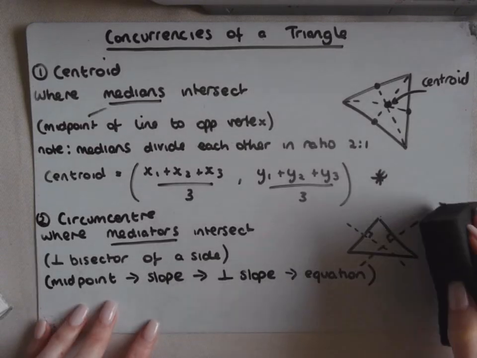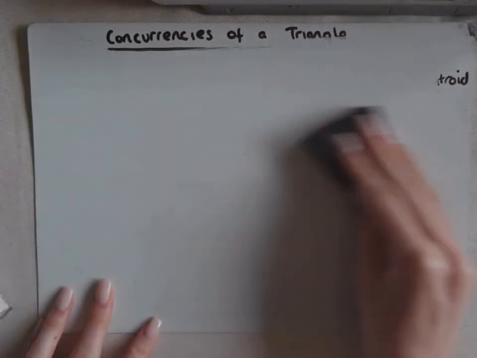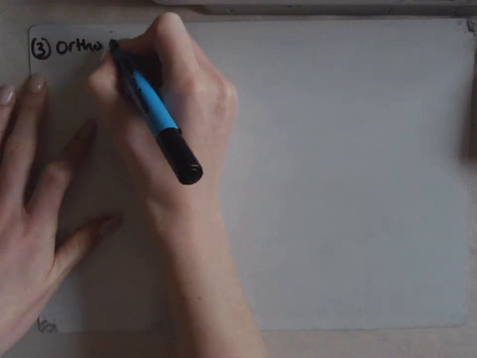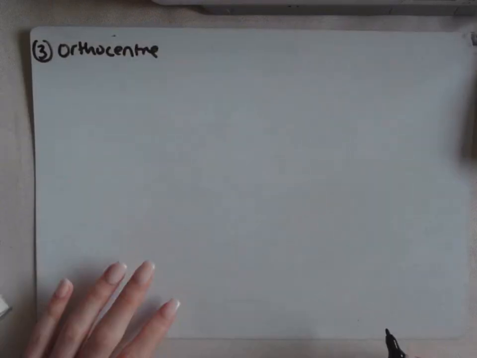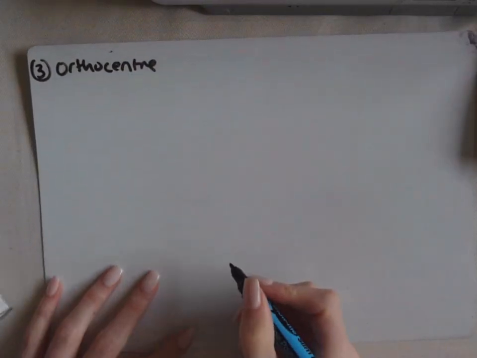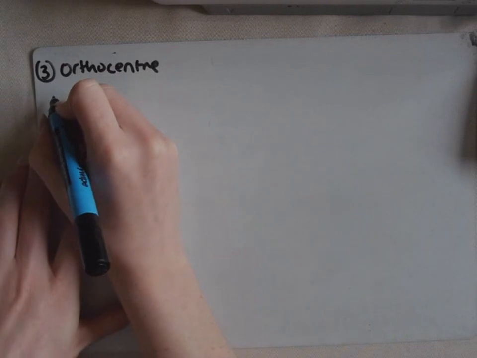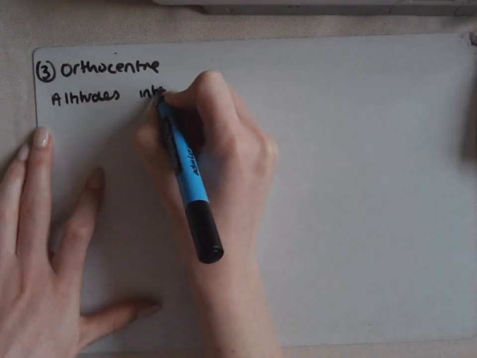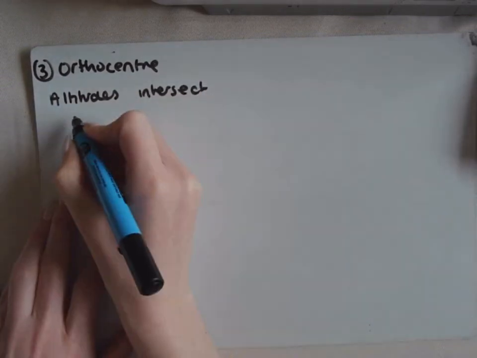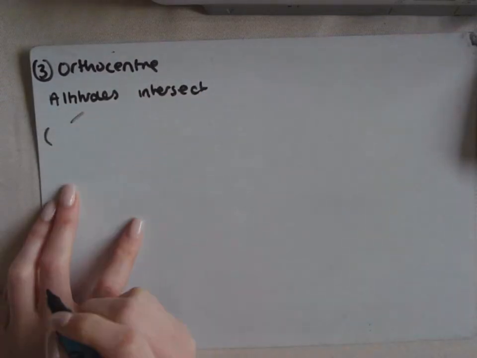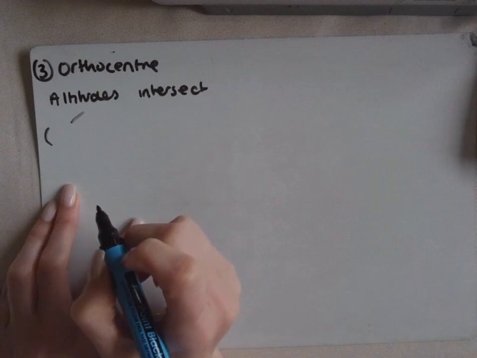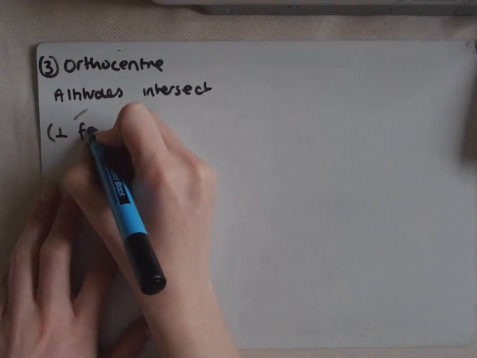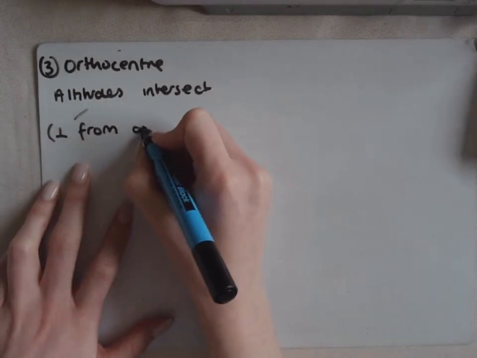The third is orthocenter. Okay, so the orthocenter is where the altitudes intersect. Okay, and the altitudes are the perpendiculars from the vertices to the opposite sides. Okay, perpendicular from opposite side to vertex.